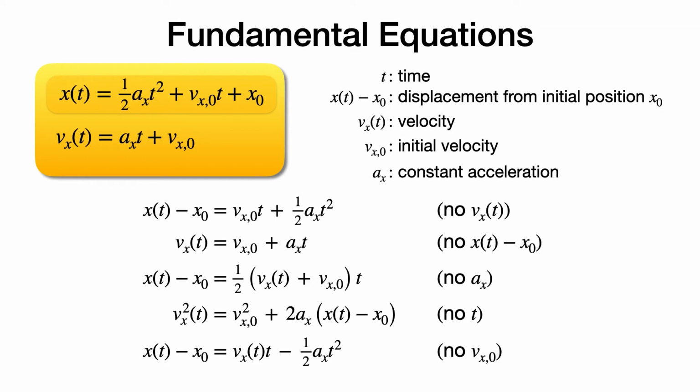Now, if we want to take those two equations and, for example, eliminate acceleration between them, then we can write an equation in which the acceleration does not appear. Or we could eliminate the time from those first two equations and get the fourth equation. And finally, if we eliminate the initial velocity, we get the last equation.